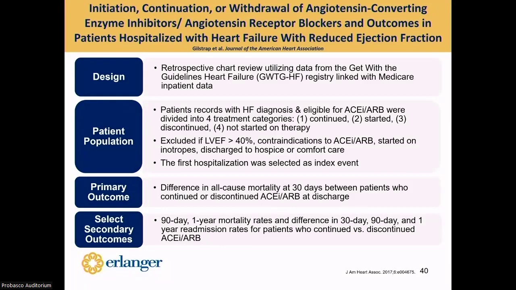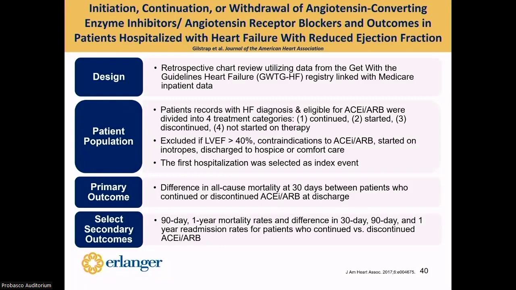The patients were excluded if they had a left ventricle ejection fraction greater than 40%, they had any contraindication to therapy, they were started on an ionotrope, or they were discharged to hospice or comfort care. The primary outcome was the difference in all-cause mortality at 30 days between patients who either continued or discontinued ACE/ARBs at discharge.